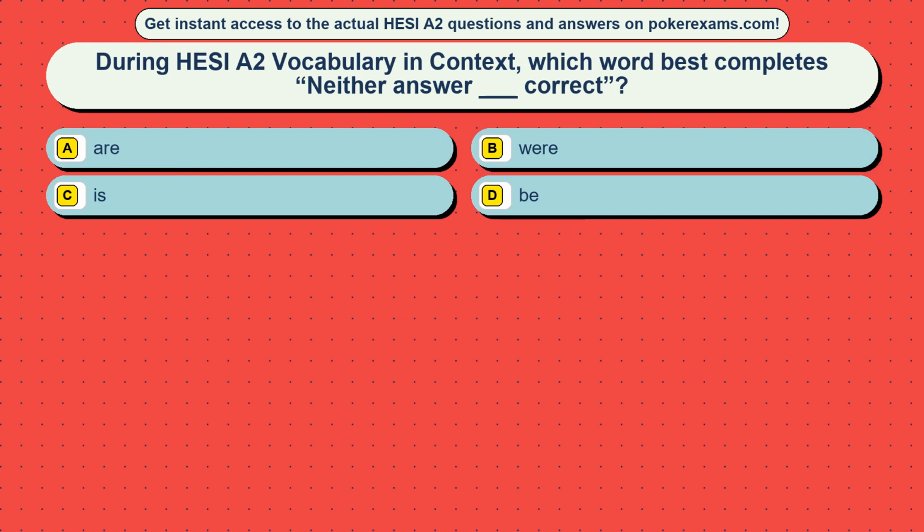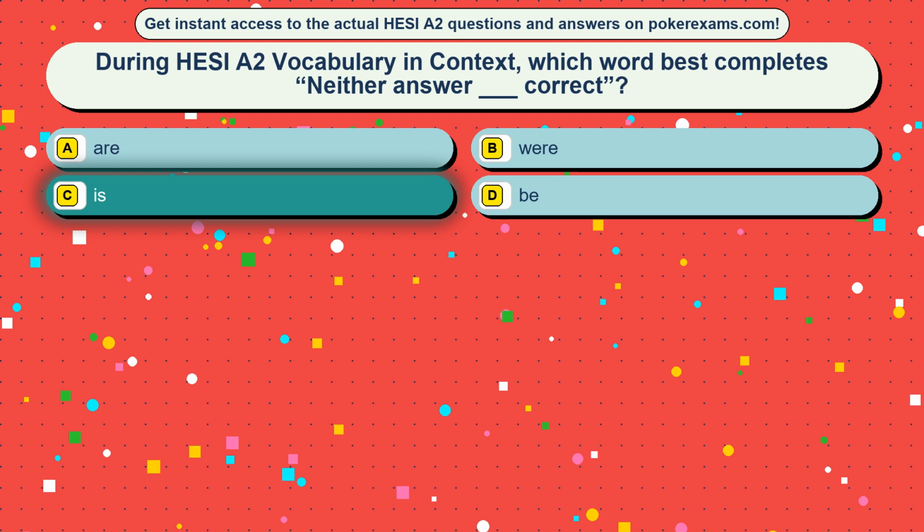Question 21. During HESI A2 vocabulary in context, which word best completes neither answer blank correct? Option A are, option B were, option C is, option D be. The correct answer is option C, is.